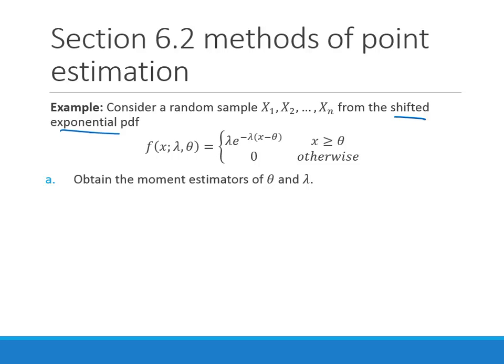You can look at the form of that and think I'm just shifting. Instead of starting at 0, I'm now starting at theta and going off to infinity. So now I want to obtain the method of moments estimators of theta and lambda. So I have m equals 2, two parameters that I need to find. First, I need to find the population moments, so the expected value of x. That's the integral from theta up to infinity of lambda times e to the negative lambda times (x minus theta).